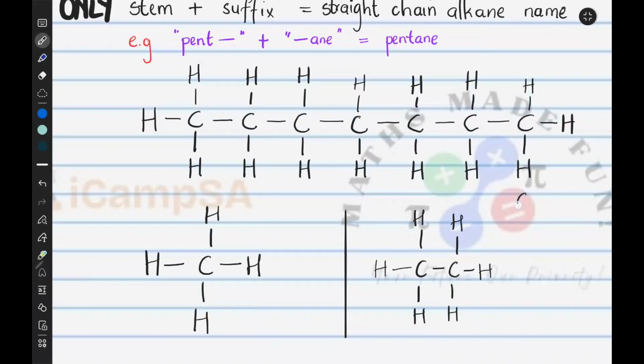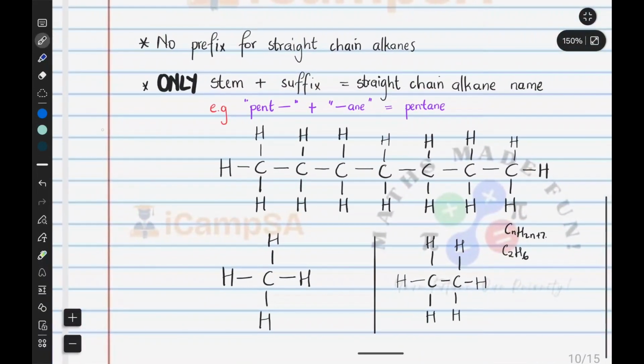If you remember, our general formula says CnH2n+2. So we have 2 carbon atoms, so we have C2. How many hydrogen atoms will we need? 2 times 2 plus 2, that is 6. So we can put 6 here. If we count, we find 1, 2, 3, 4, 5, 6, exactly 6 hydrogen atoms. So even when you don't know the structural formula but you know how many carbon atoms there are, you can always find the molecular formula of that particular alkane. All right, so that's one thing you need to note.